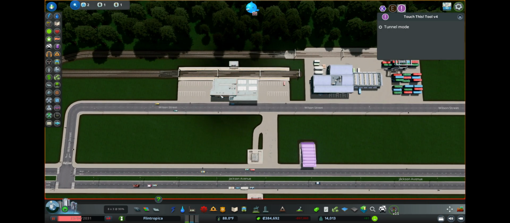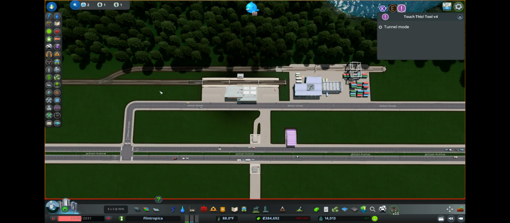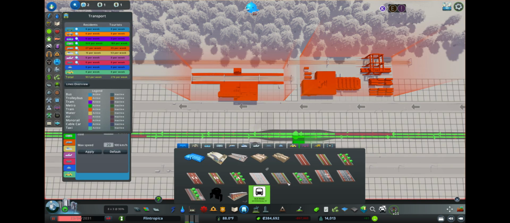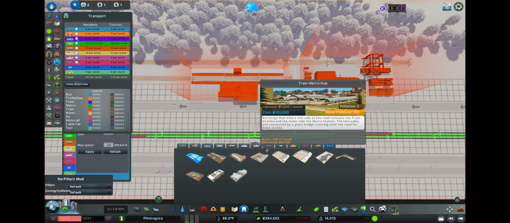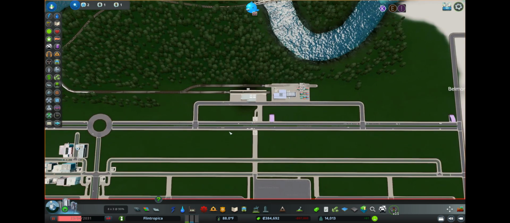And like I said, I was able to track it down to the Touch This tool, and I've gone ahead and posted that up on the workshop to see if the mod creator will address it. So that was the second thing I found. But one of the things I want to do, since we've got a passenger terminal and we have our metro, is take advantage of using the train metro hub. So I want to go ahead and replace that. So we'll do that here later in this episode.